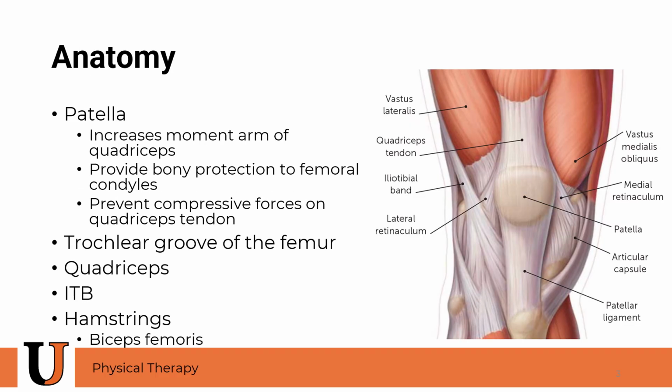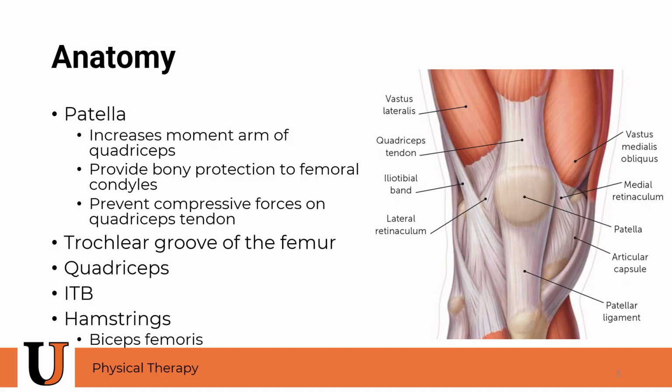We're going to start out this section by looking at some of the anatomy and the biomechanics of the patellofemoral joint and the knee itself. So it all starts with the patella when we're discussing patellofemoral pain. The patella increases the moment arm of the quadriceps. It provides bony protection to the femoral condyles. It also prevents compressive forces on the quadricep tendon.